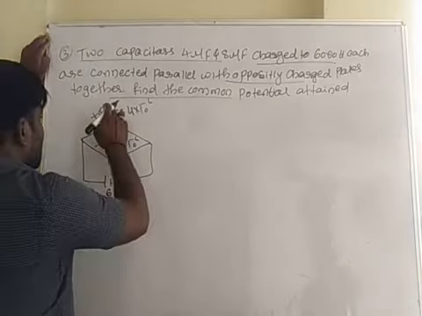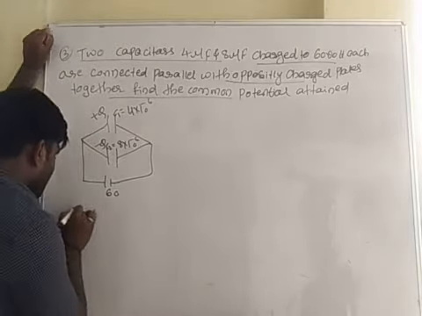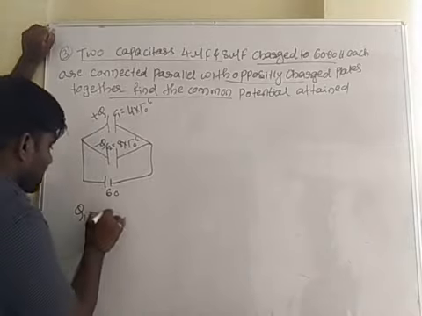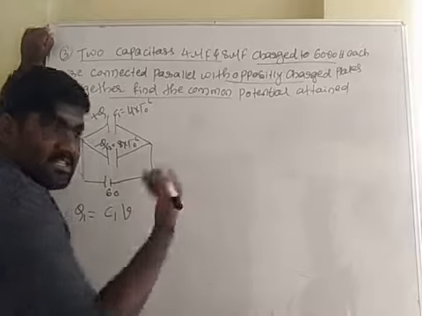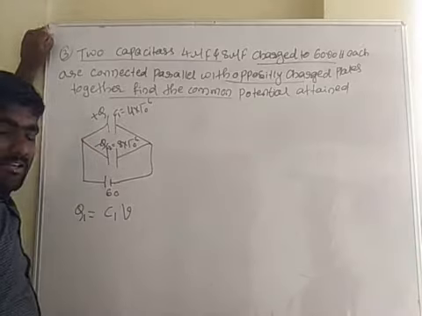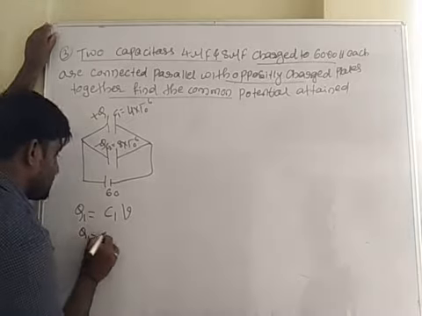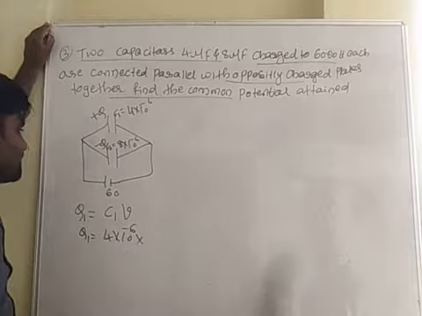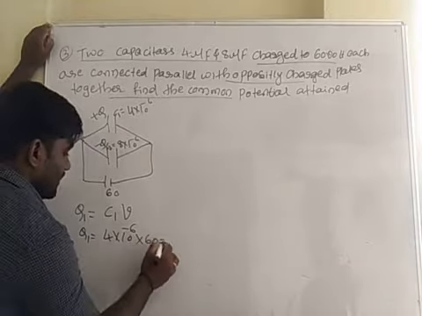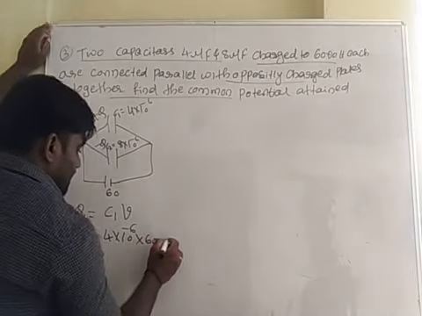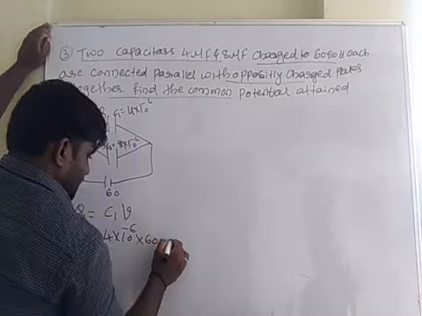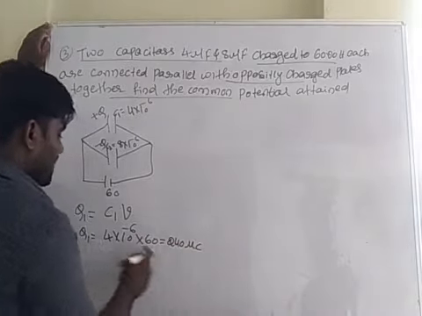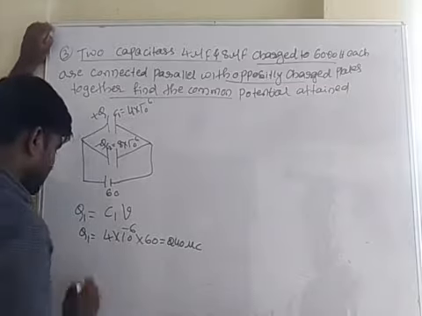Okay, see here. First of all, I want to calculate what Q1 is equal to. Q is equal to C1 into V, because potential will be same in parallel combination. Then this Q1 is equal to what should I write? C1 is 4 into 10 to the power minus 6 into 60 volt. So how much are we getting here? 240 microcoulomb. I am taking 10 to the power minus 6 means microcoulomb. Okay.